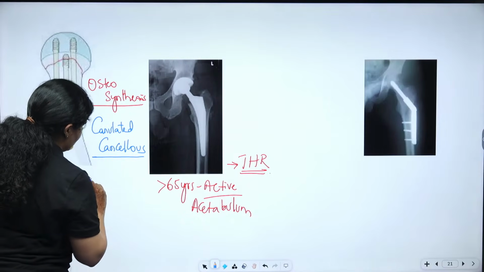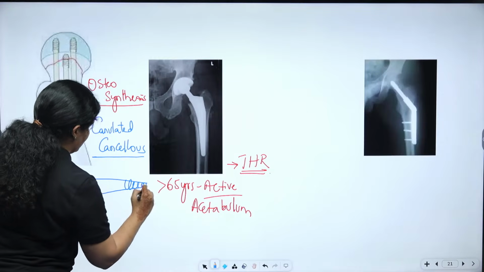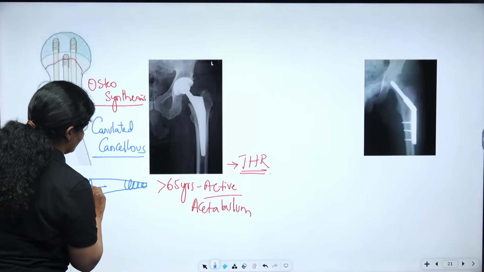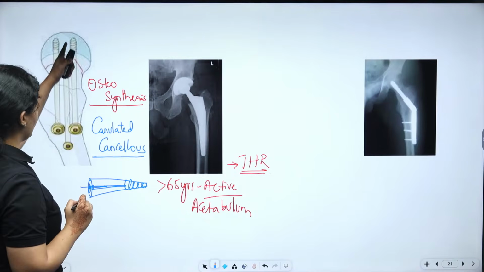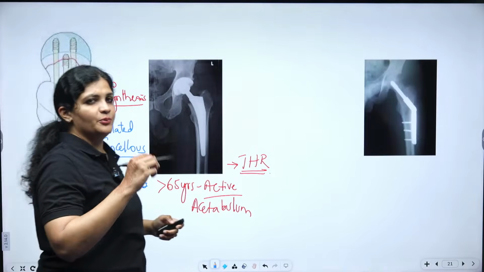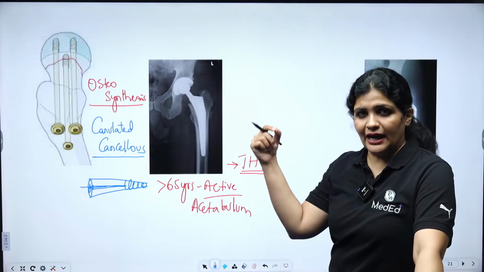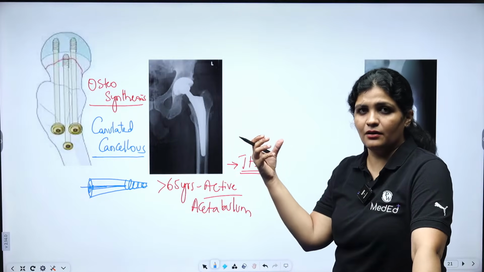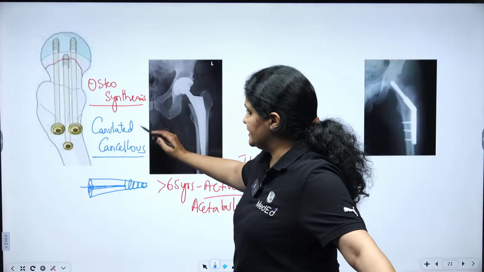So you will see this is a screw, and this screw will have an opening inside. So there is a canal which is open, and in this canal you can put a guide wire. So you will put a guide wire first, you will reduce the fracture, and over that guide wire you will put the screw. Hence this is called cannulated. So there is a tract inside the screw, hence it is called CC, that means cannulated cancellous screw.